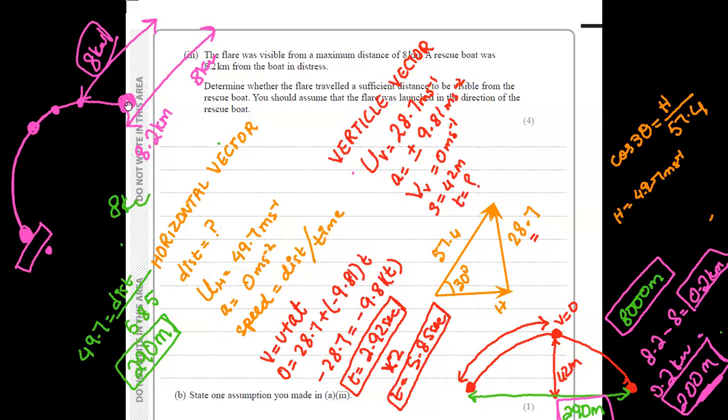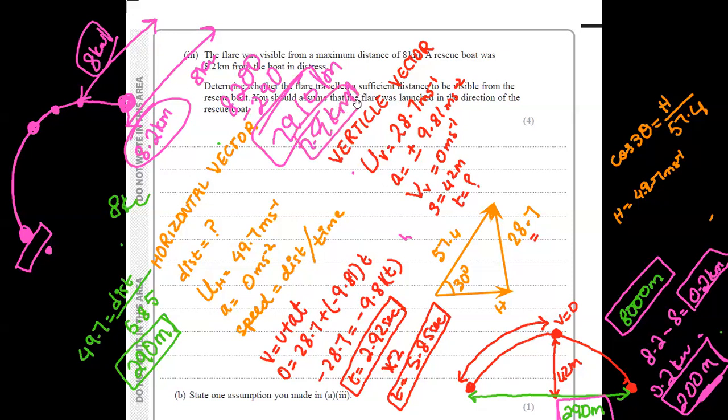When it goes up into the air, it has now traveled a distance of almost 300 meters, 290 meters. So that ship is 8.2 kilometers away. I have covered a distance of 290 meters. So let's subtract 8200 minus 290. I will get my answer if I go ahead and do that. 8200 minus 290 is 7910. So this is 7.9 kilometers.